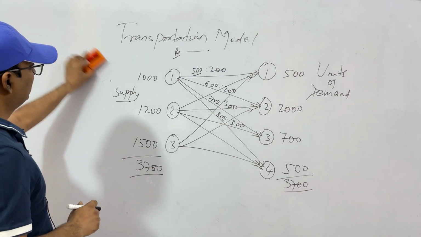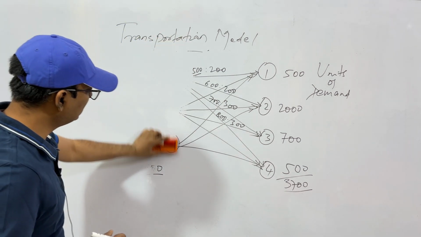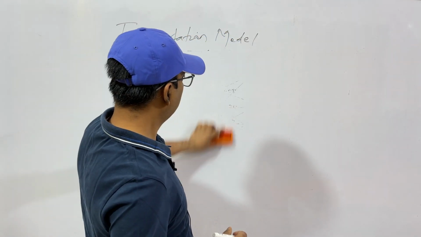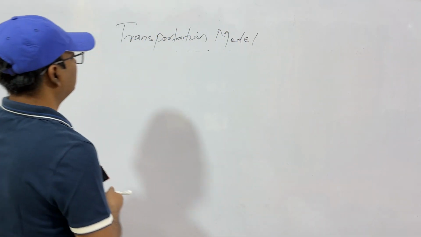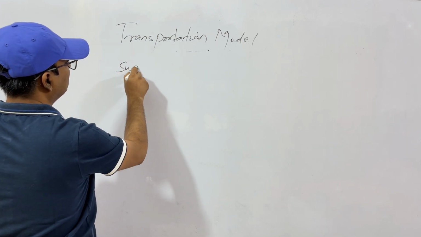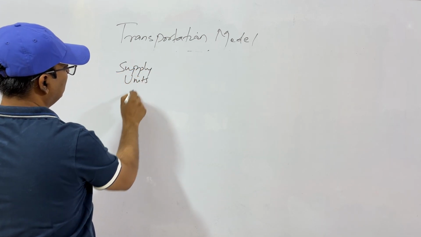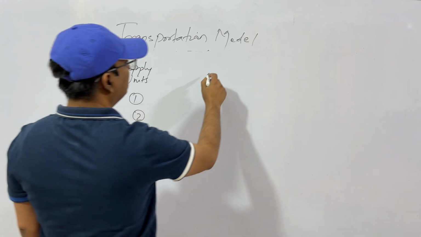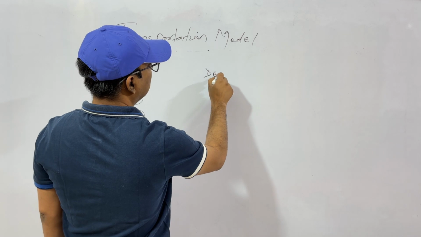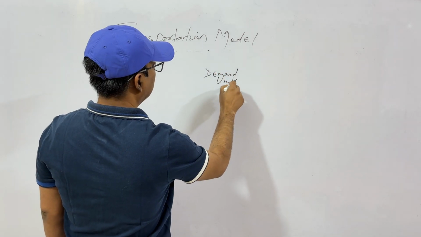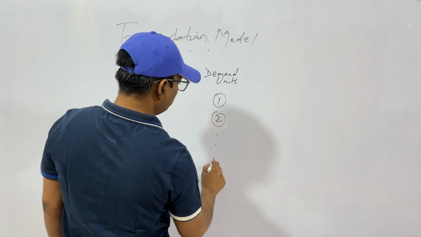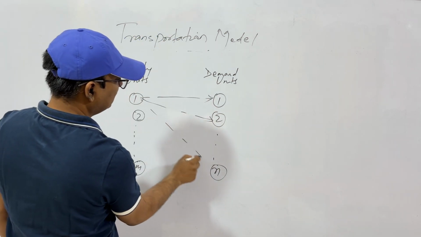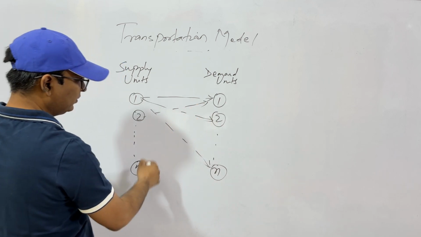Let me give you the block model of this particular transportation model, how we represent it as block model. See, we say that the supply units, let's say it is 1, 2, and so on up to m, and demand units, it is 1, 2 up to n. Okay, and you know supply is like this. Okay, here also.